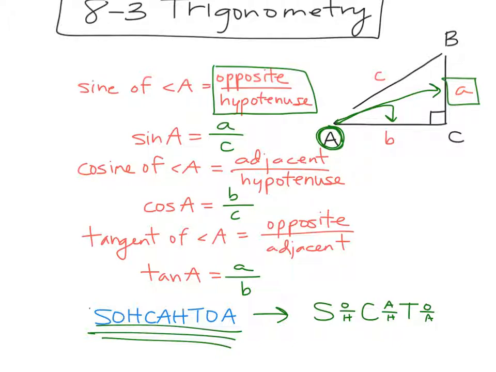Okay, so the sine is opposite over hypotenuse, the cosine is adjacent over hypotenuse, and the tangent is opposite over adjacent. Okay? So SOHCAHTOA. All right. There are a few different ways that you are going to be asked this stuff.